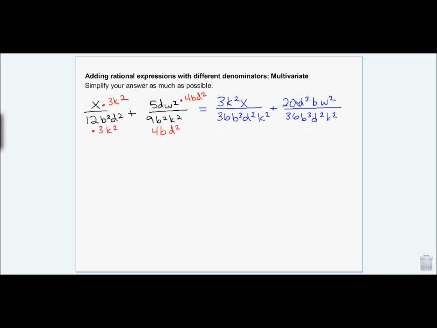I will now add my fractions together, so I get 3k squared x plus 20 d to the third b w squared, and that is all over 36 b to the third d squared k squared. Now again, I'm going to compare each of my terms and see if there is anything that all three of them have in common. And as you can see, 3, 36, and 20 can't reduce, and none of the variables are in all three terms, so this one is also complete.